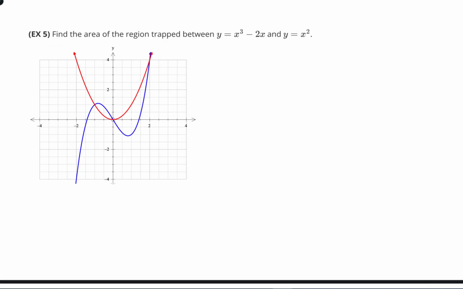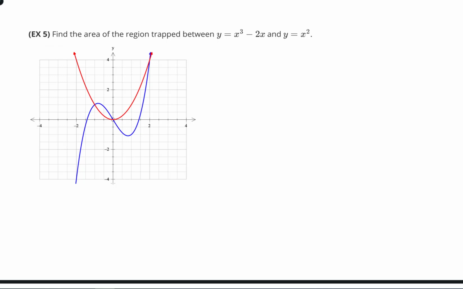Find the area of the region trapped between y equals x cubed minus 2x and y equals x squared. All right, so the issue that we have in this particular problem is that these regions change which function is on top and which one's on bottom within the interval that we would need to integrate. And the interval that we would need to integrate here is any place where we can see a finite bounded region, we need to include that.